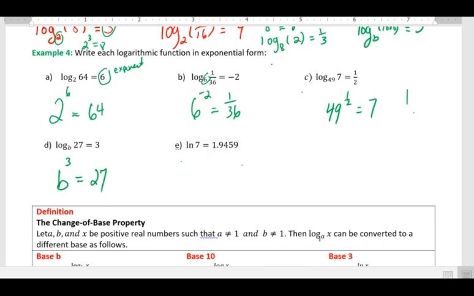Natural log of 7, if it helps, you can rewrite it as log e of 7 equals 1.9459. So the base is e. The log is equal to the exponent, so 1.9459 is your exponent. We get 7.